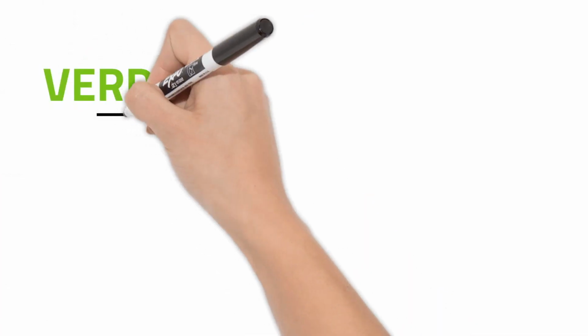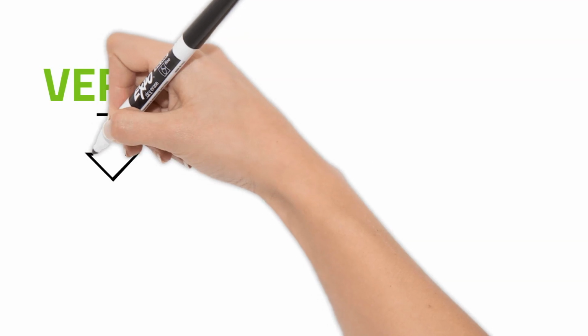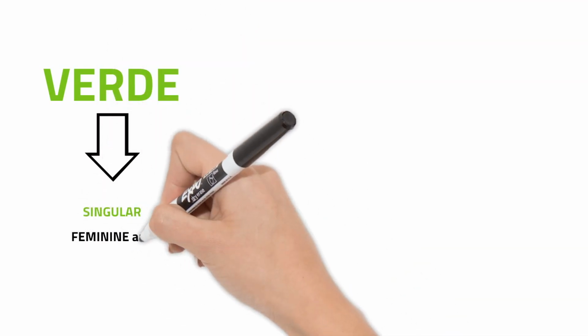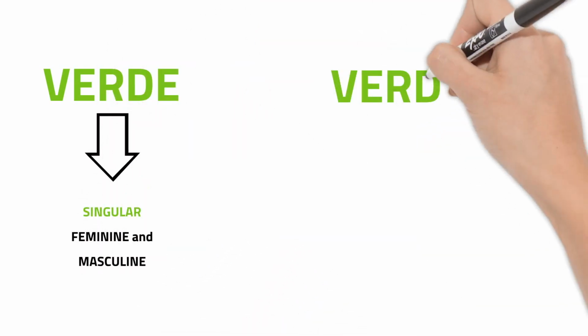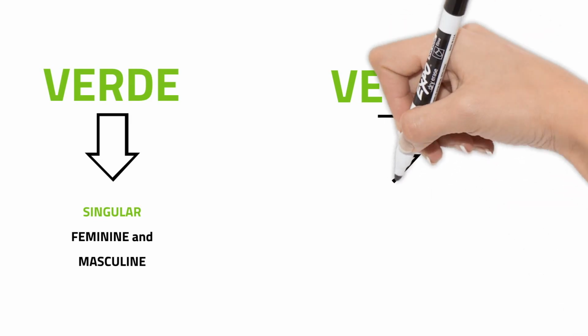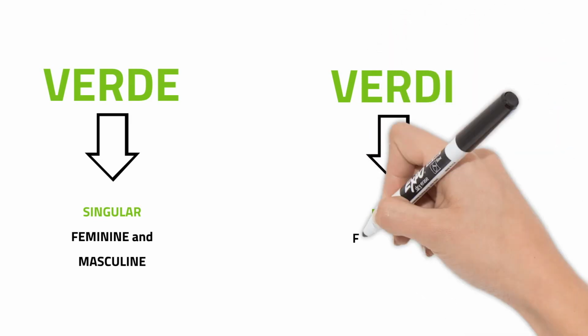Let's check them out. First, the semi-irregular color, verde, which is green. Verde is the same for both masculine and feminine in the singular form. And verdi is the same for masculine and feminine in the plural form.